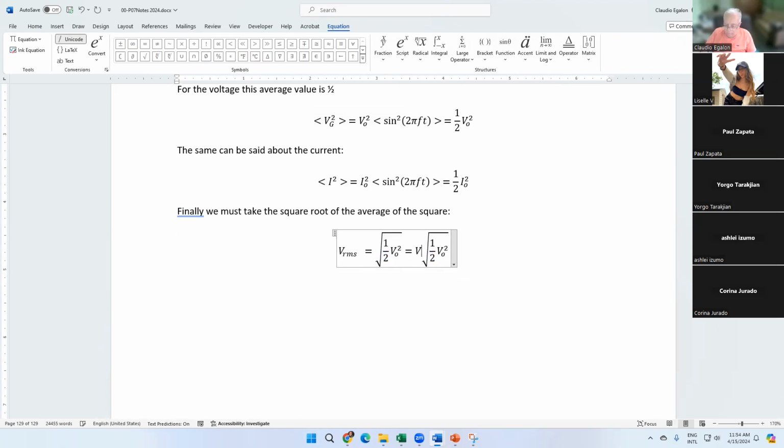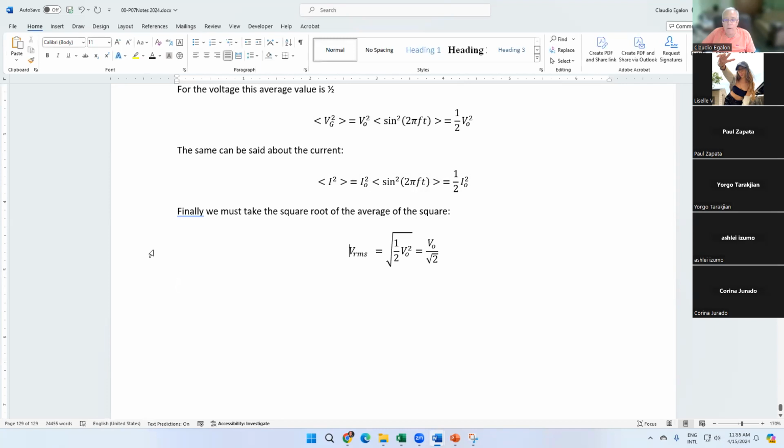And the square root of this term is going to be V naught divided by square root of 2. So that's the idea of the root mean square value of any quantity.